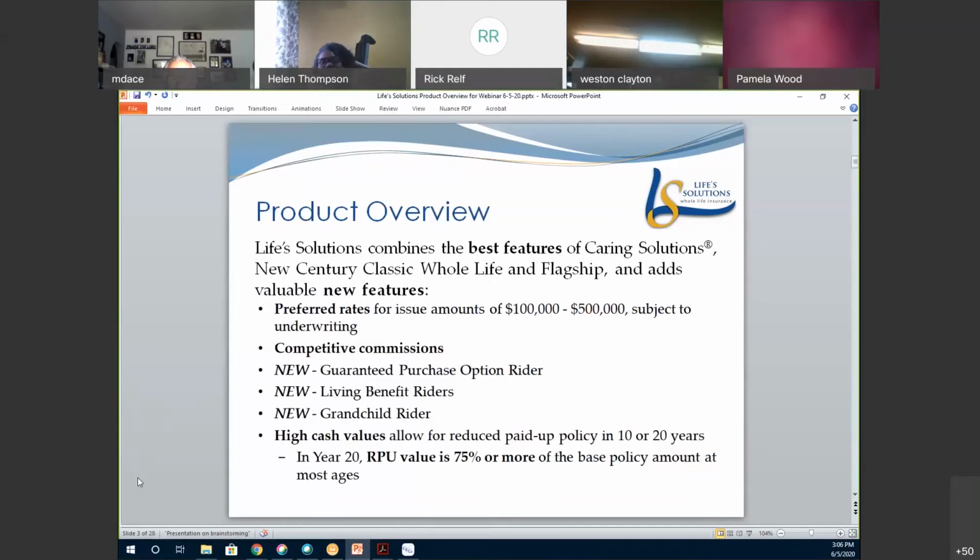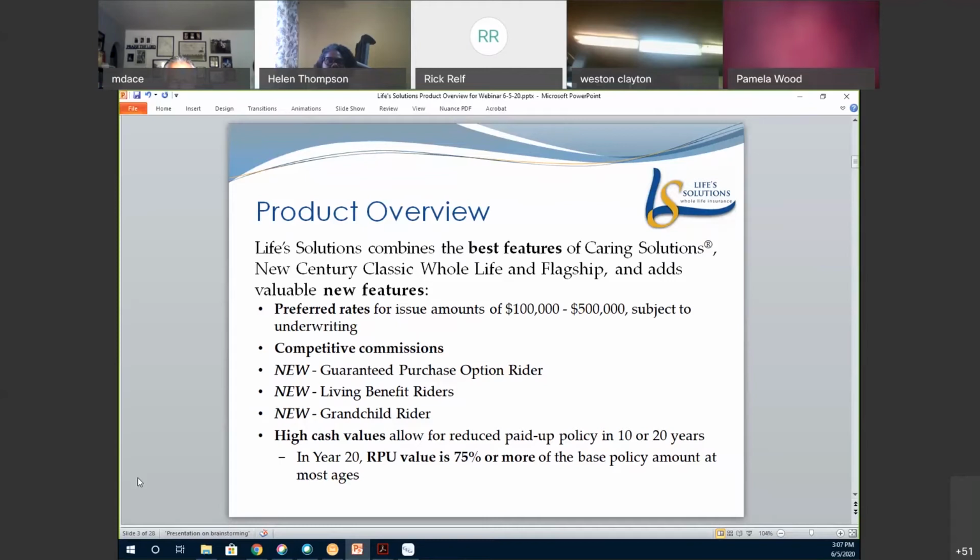So we had last year 3 very fine whole life contracts. We had Caring Solutions, we had New Century Classic Whole Life, and we had Flagship. And each one had its strengths and weaknesses. When we were faced with having to design a product with a new mortality table, we got our marketing folks together, and we got input from folks like yourself from the field, and we said, okay, we want to come out with one product. So what do we need to do to get everything that people are going to want in here? And I think that's what you're going to see we've done here.